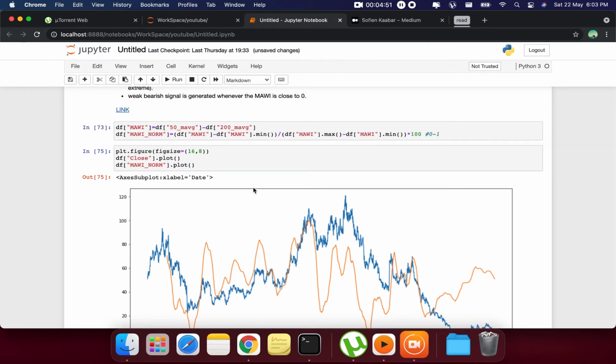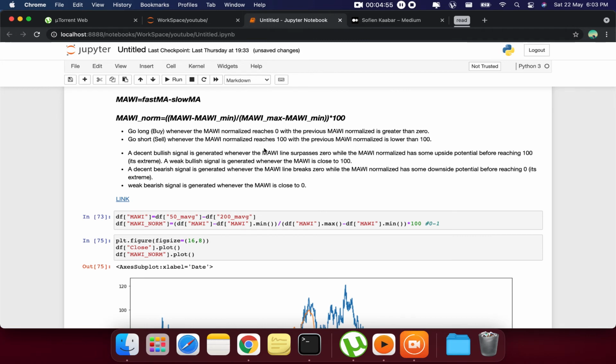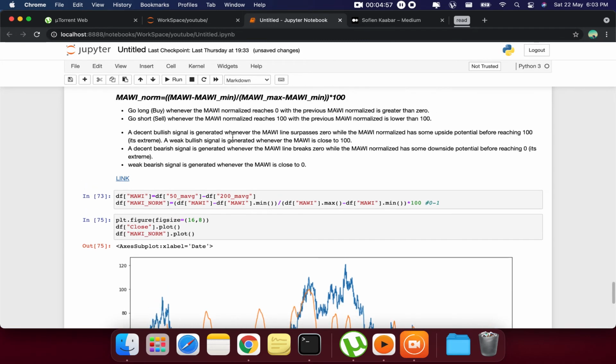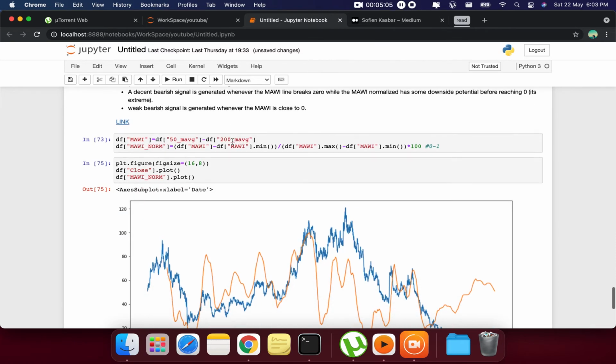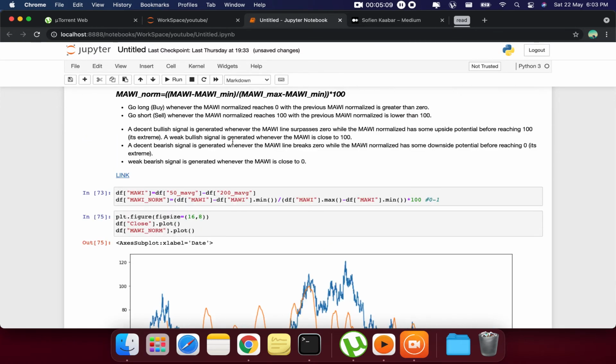So yeah, that is what it is. According to the author, when we are deriving the signal, if the MAWI normalized line reaches 0, then it is a buy signal. If it reaches 100, it is a sell signal. That's well and good, but for a relatively young market like the Indian market, these values are too extreme, and I will show you why.